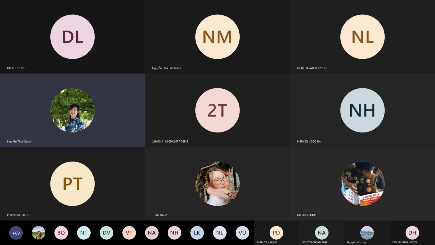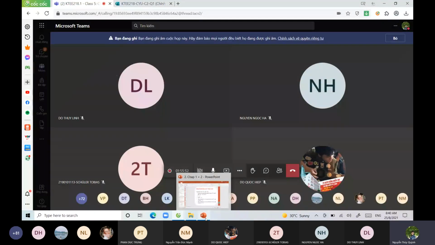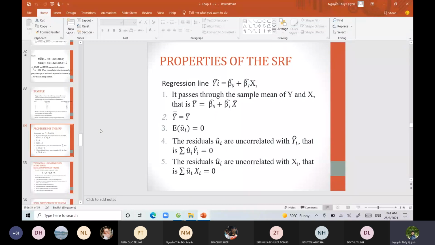So we have just talked about the OLS estimation method. We use the OLS estimation method to estimate the population regression model by collected data. We still have some properties of the sample regression model derived by the OLS estimation method. Let's talk about that. Okay, we still have one more example.